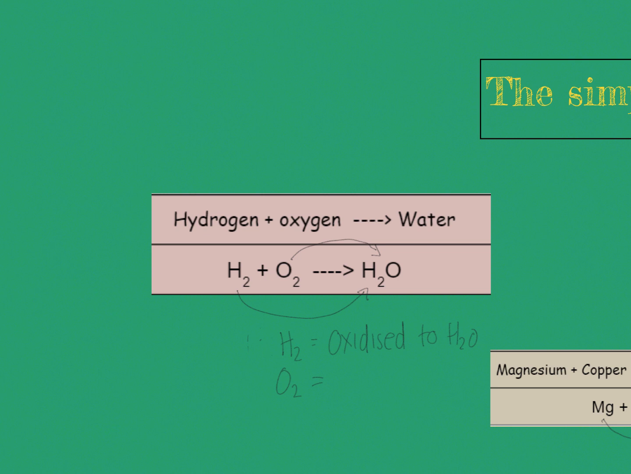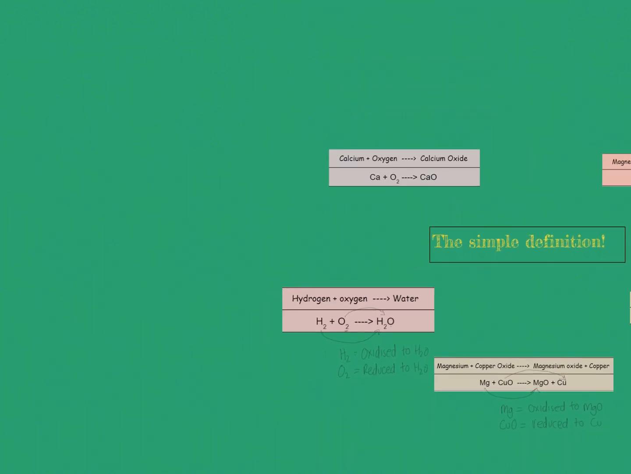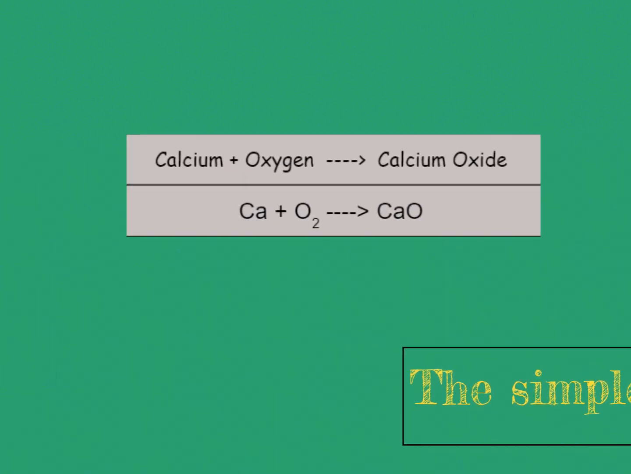Well, the O2 has actually lost. You see, there were 2 oxygens in the molecule, and now there's only 1 oxygen in the molecule over here. So believe it or not, the oxygen has indeed lost oxygen. It has been reduced to H2O. So remember, you cannot have oxidation without reduction.